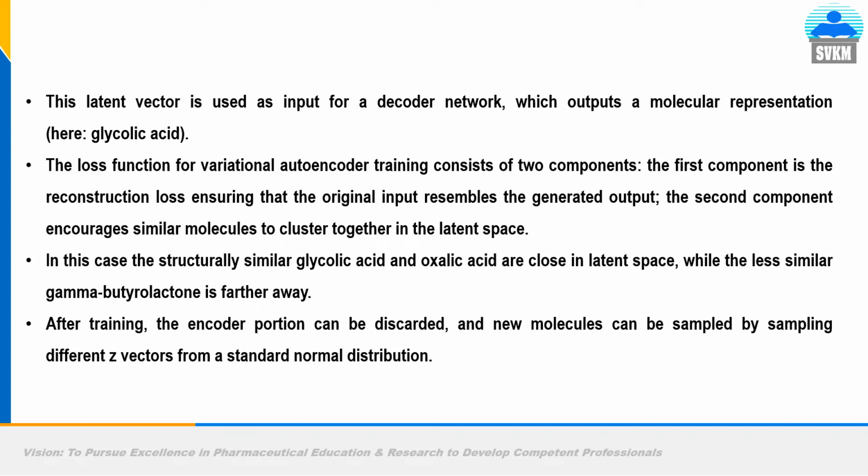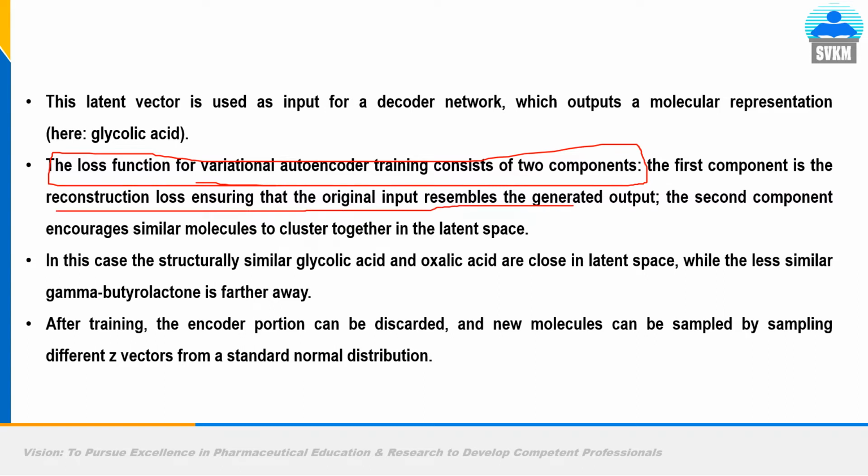The training involves two types of points. The first part is the reconstruction loss, ensuring that the original input resembles the generated output. Suppose you have given the image of acetic acid, the encoder will convert it into a latent vector, and then the decoder should generate an image which is almost identical to the input. This is the first job of the autoencoder.